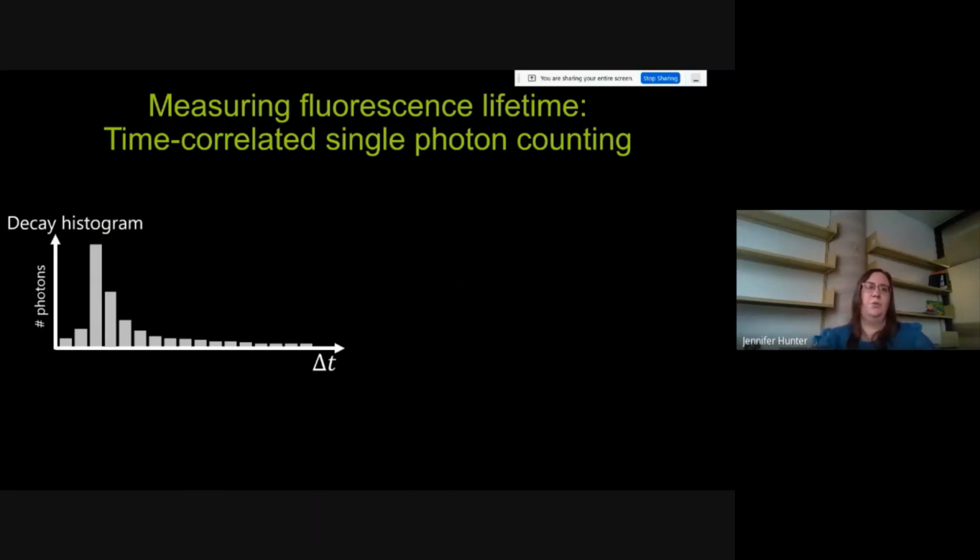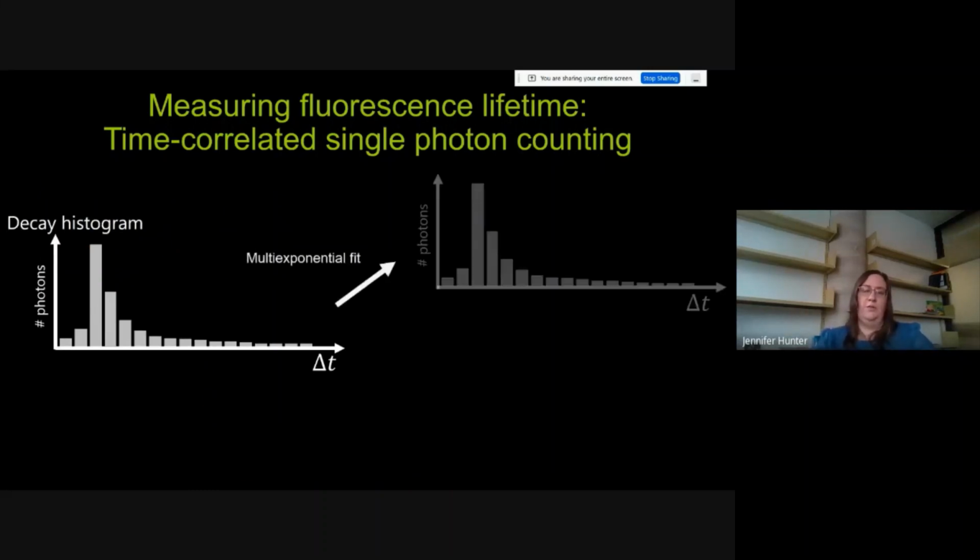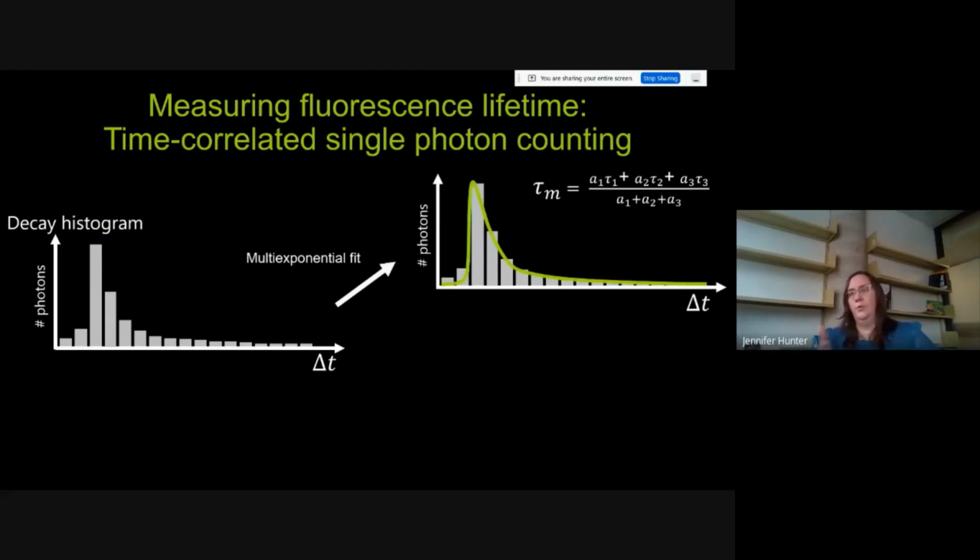We can analyze this in two different ways. One is to do multi-exponential fitting, where we can create double or triple exponentials. We often work with a double exponential, but here you can see we can calculate, for example, a mean fluorescence lifetime parameter, which is a weighted lifetime based on the proportions of the different exponential decays that are fit.